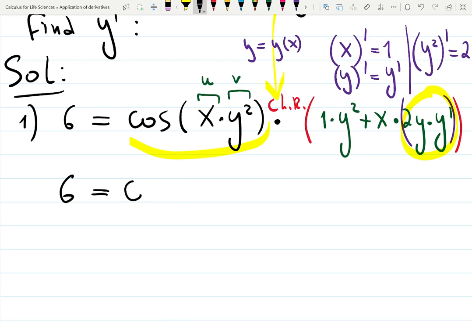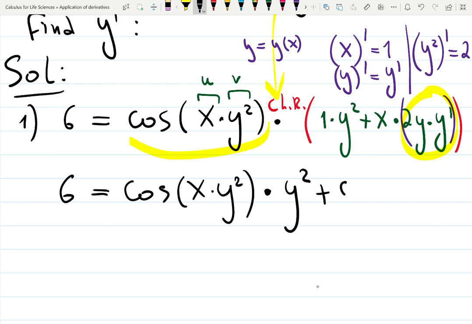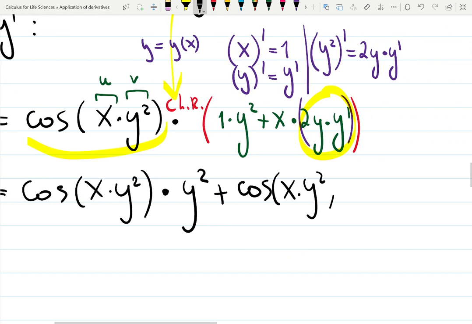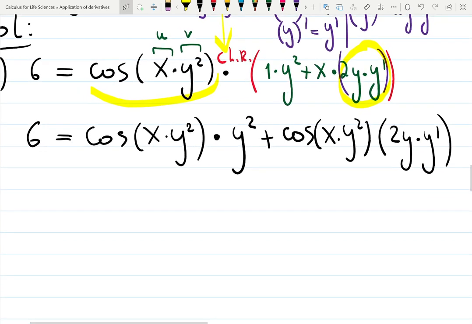6 equals cosine of x times y squared, with the y squared inside of the cosine, times y squared distributing, plus cosine of x times y squared times this part, where we actually need 2y times y prime. This is the part we are looking for.